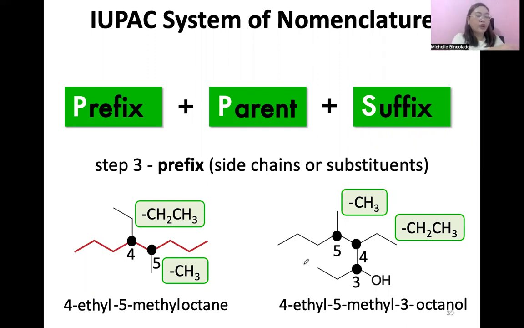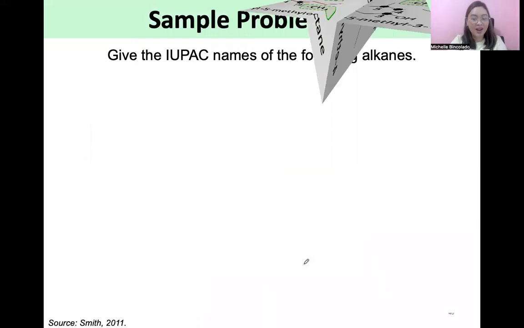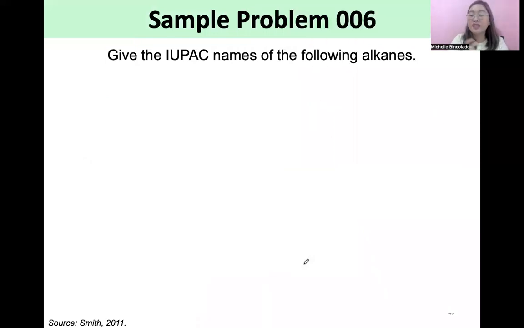Alright? O diba guys, madali lang. So kahit i-go over nyo pa guys yung rules dyan, na-apply na rin natin siya dito. Though, very simple lang kasi yung mga examples natin here. Okay? So now, let's give names to more alkanes. Sample problem number 6 is to give the IUPAC names of the following alkanes.